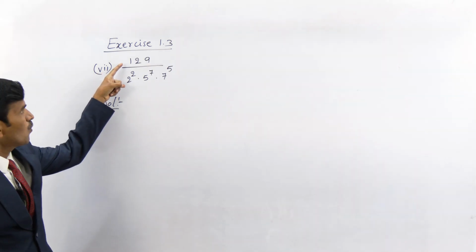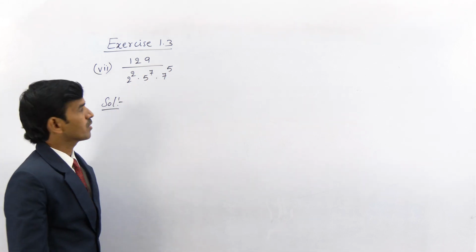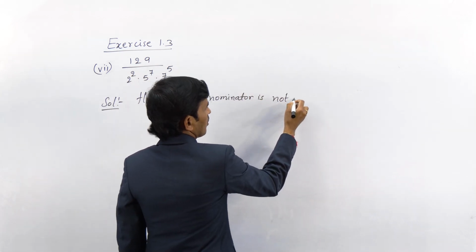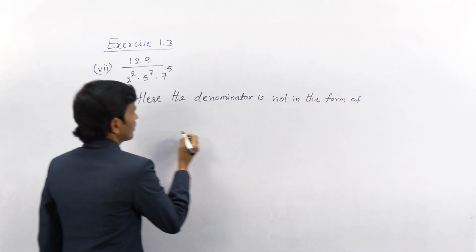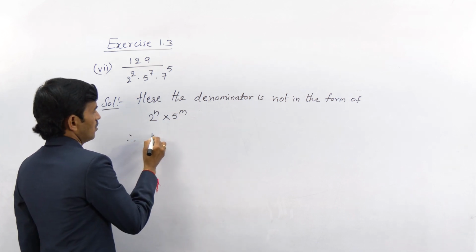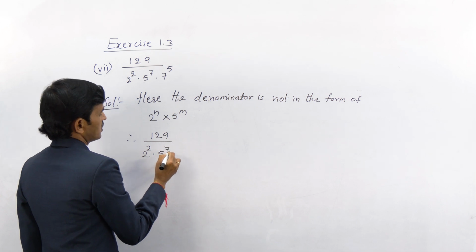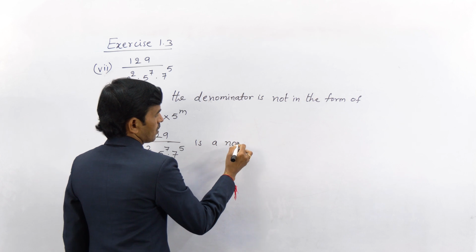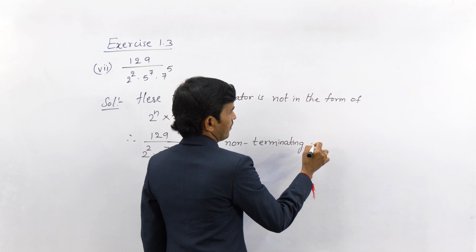Given rational number is 129 by 2 square into 5 power 7 into 7 power 5. Here the denominator is not in the form of 2 power n into 5 power m. Therefore 129 by 2 square into 5 power 7 into 7 power 5 is a non-terminating repeating decimal.